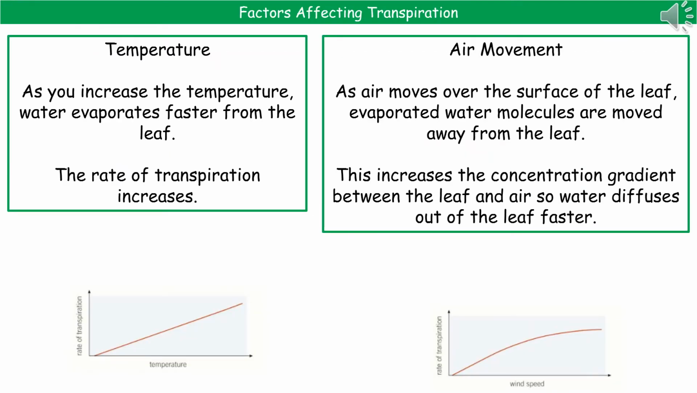We need to know about 4 factors that affect transpiration. First one, temperature. Increasing the temperature increases evaporation rates, so transpiration increases. Air movement is a second, so that as air moves over the surface of the leaf, the evaporated water molecules are moved away, increasing the concentration gradient, so more water diffuses out of the leaf.